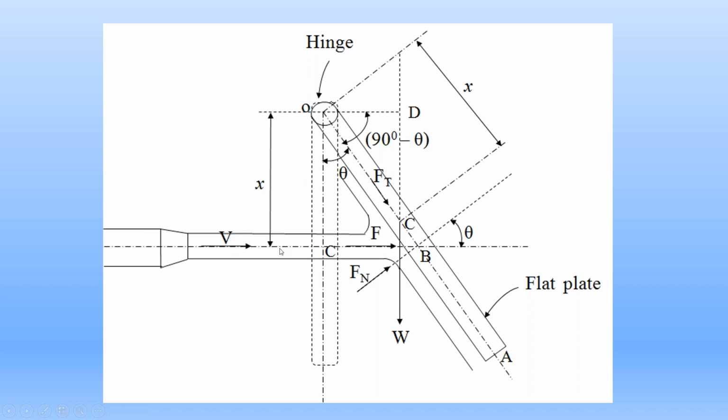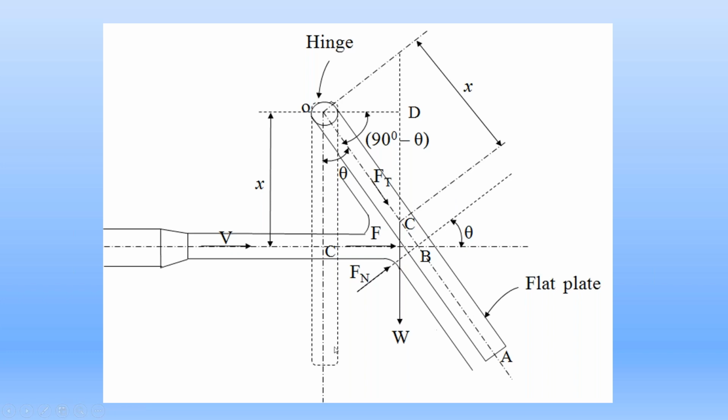Now, when the water jet strikes the metal plate, the metal plate undergoes deflection because the water jet applies force on the metal plate. Because of that force, there is a deflection in the metal plate. So this is the deflected condition of the metal plate.